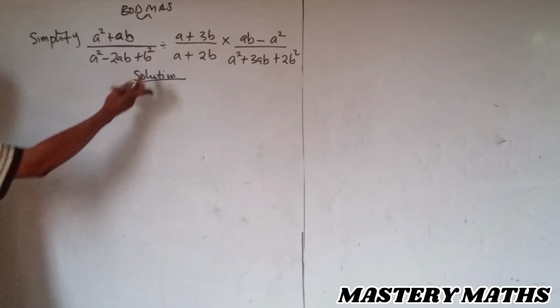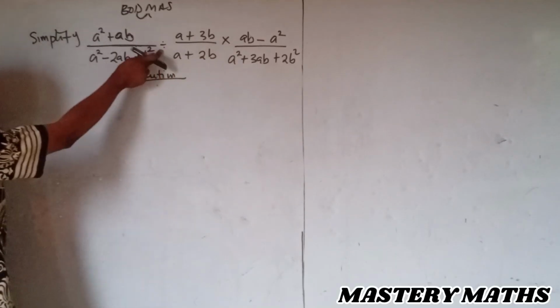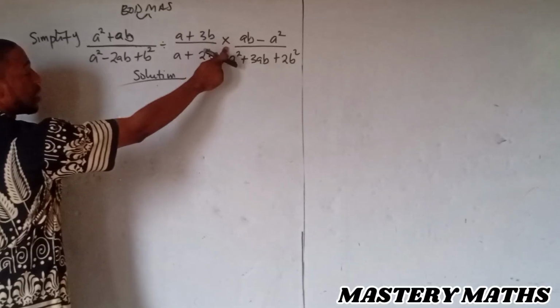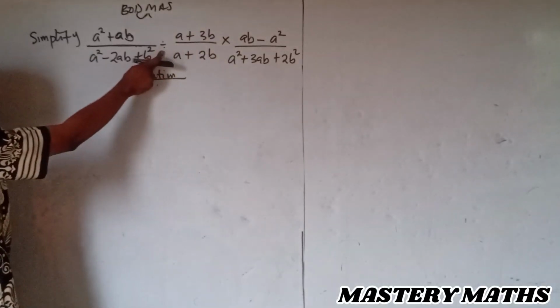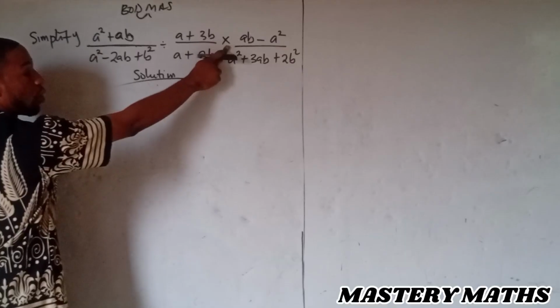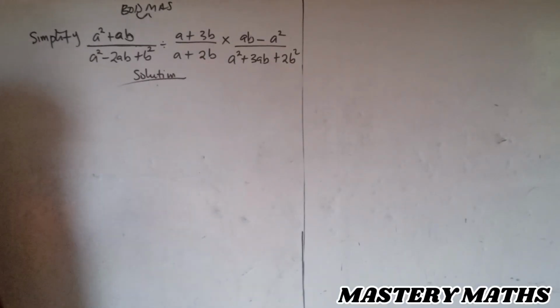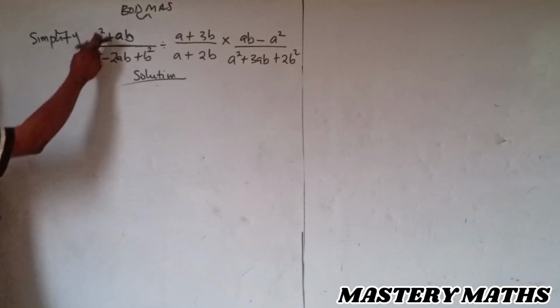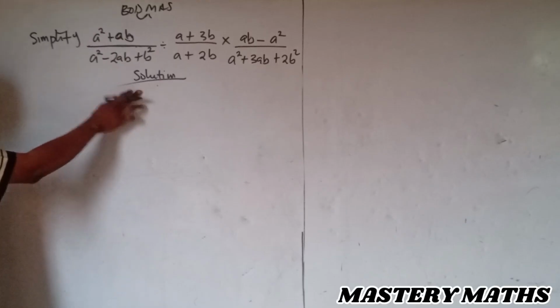Because, looking at the board, we have more than one sign here. We have the division sign and the multiplication sign. So first, we need to change this division sign to multiplication sign, obeying the law of BODMAS. Now, we write here, we have the solution on the board.